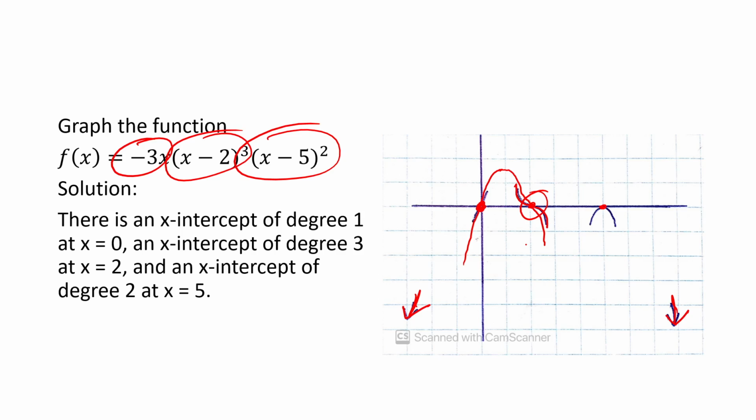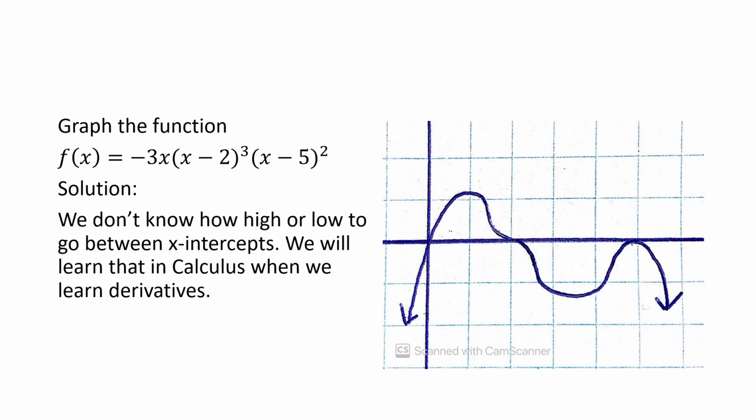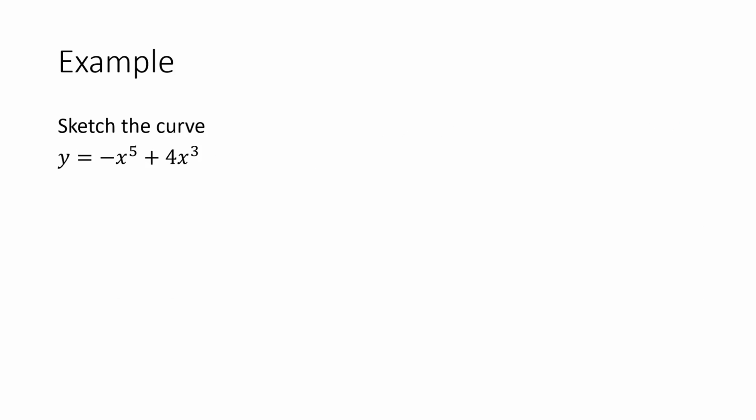And as we saw in that last slide, we know as we cut through x equals 2 that now we're going to be approaching x equals 5 from below. So we already know that that x-intercept is going to look like the vertex of a parabola, sort of, and we can make a curve like that. So I guess what I'm trying to say is respect what it's supposed to look like at those x-intercepts, because you'll be marked on that. We don't know how high or low to go between x-intercepts. We'll learn that in calculus when we learn derivatives.